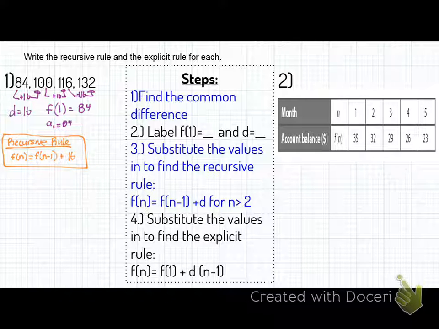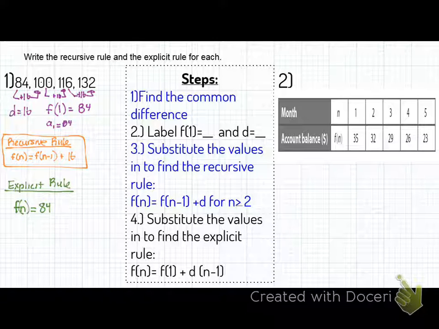Then we're going to do the explicit rule. You have to know how to create an explicit rule, which is a little bit confusing, I know, when you have a lot of different things you have to know. But we're going to practice this a lot. So the explicit rule, step 4. We're going to start with f of n. Any number in the sequence is equal to f of 1, which in this case was 84. So we're going to put in 84 right here for f of 1. And then we're going to add our difference, which is 16.